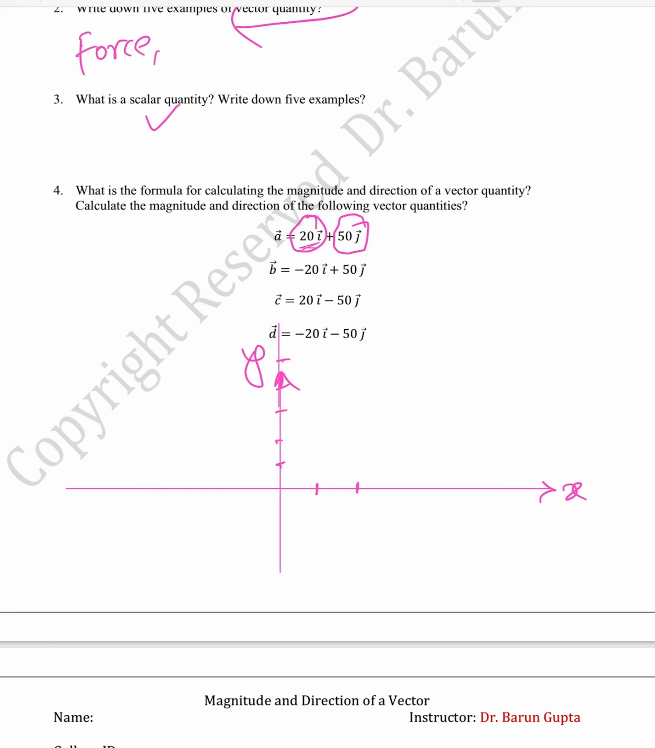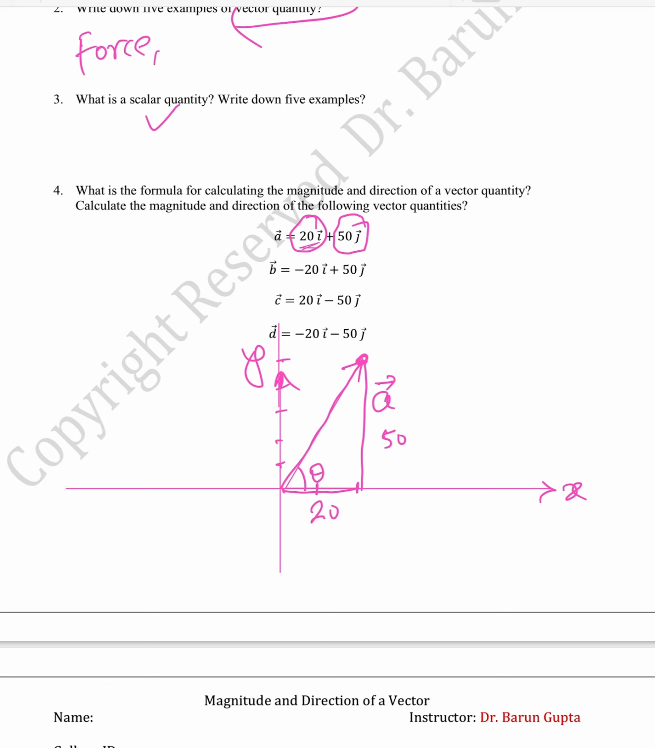If I plot a point here, that should be 20 units along this way and then 50 units along this way. If I connect it to the origin, then this will be my vector, the A vector, and the reason is it has 20 units along the x-axis and 50 units along the y-axis. Once you draw this, it becomes much clearer to find the angle and the magnitude. This will be the angle, let's call it theta, or what we call direction.